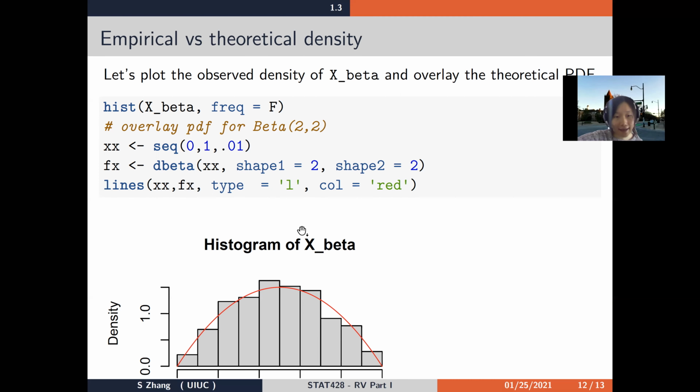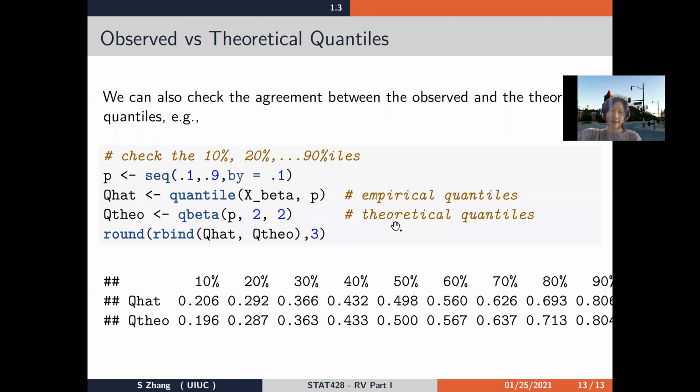We can see that again, the empirical and the theoretical density seem to agree. In other words, the accepted samples we drew in this way, the x betas, indeed seem to follow the beta 2 distribution, which is great. Let's take a look at another thing, which is the observed versus the theoretical quantiles for the random samples. So let's check the agreement between these two.